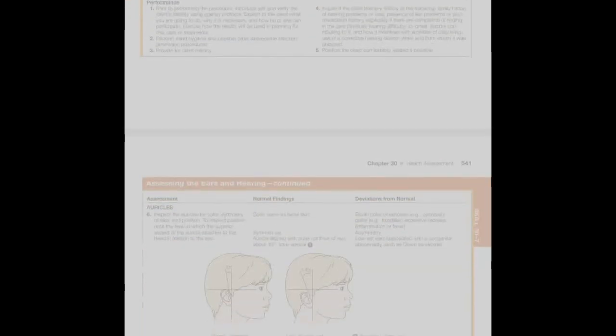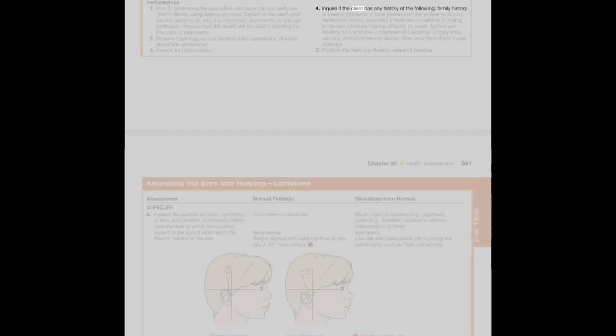Implementation. Performance. 1. Prior to performing the procedure, introduce self and verify the client's identity using agency protocol. Explain to the client what you are going to do, why it is necessary, and how he or she can participate. Discuss how the results will be used in planning further care or treatments. 2. Perform hand hygiene and observe other appropriate infection prevention procedures. 3. Provide for client privacy.